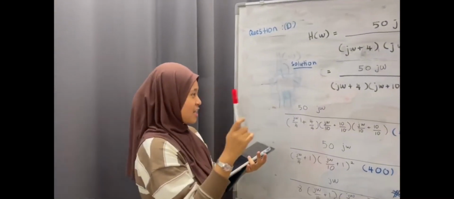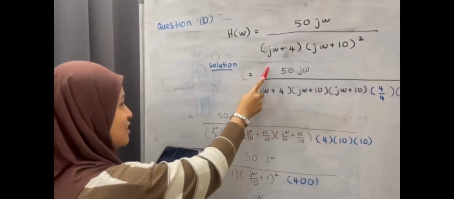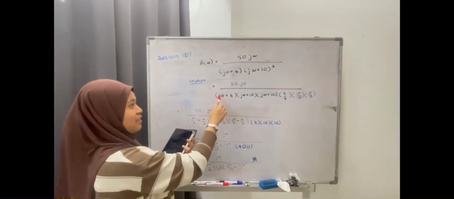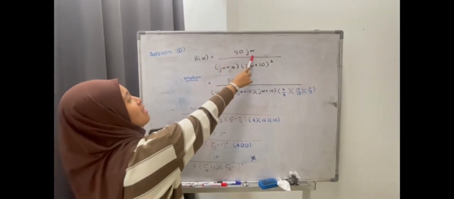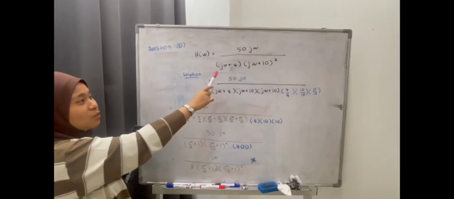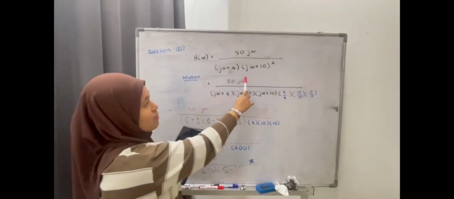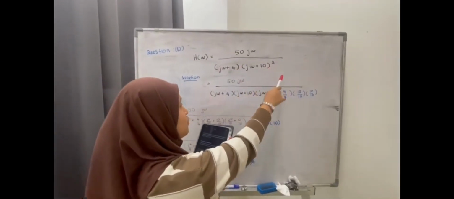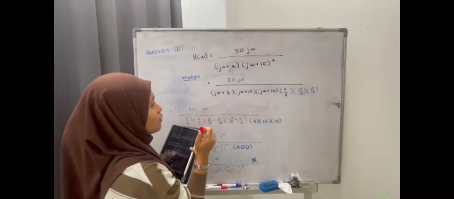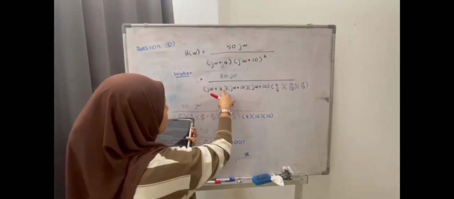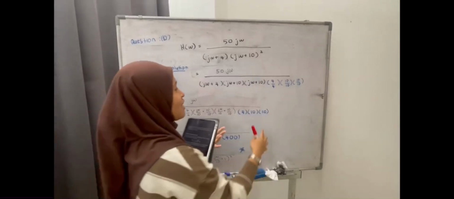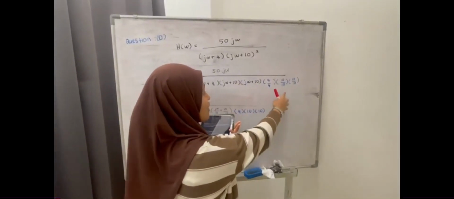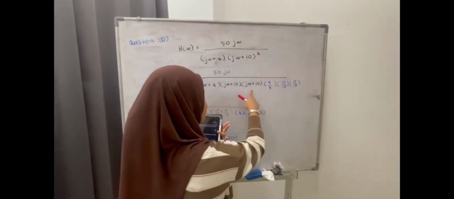Today I'm going to explain how we simplify the transfer function to the standard form step by step. First we have the numerator and denominator. The numerator is 50 j omega, and the denominator is j omega plus 4 and j omega plus 10 to the power of 2. First we have to make each of these a 1, so we multiply by 4 over 4, 10 over 10, and 10 over 10.